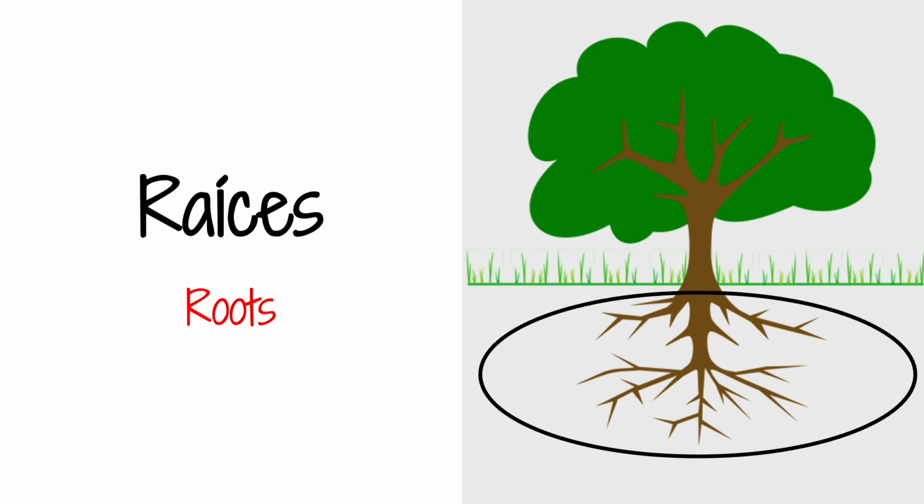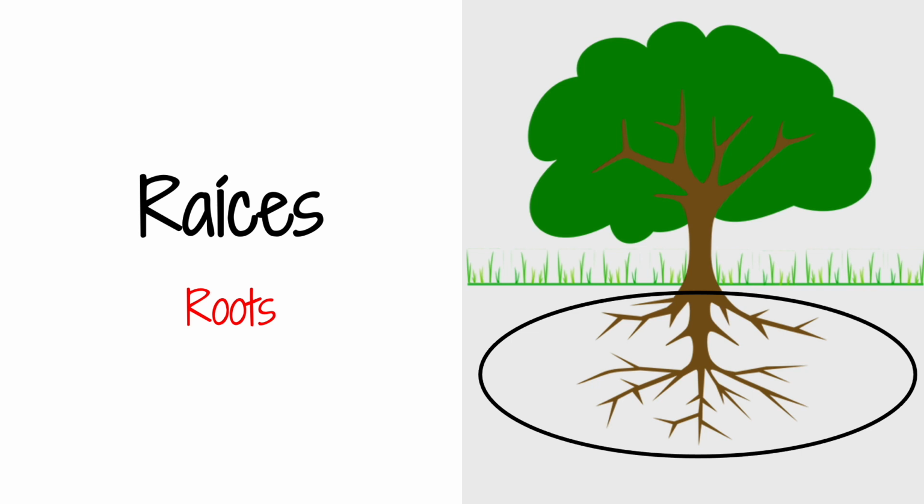Let me slow it down. Ra, i, ses. Raíces, which are what you see in the circle, the roots. They help the plants and the trees grow, okay?